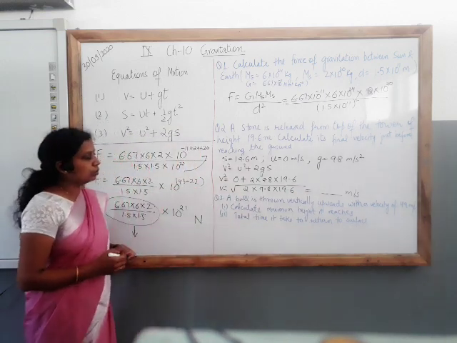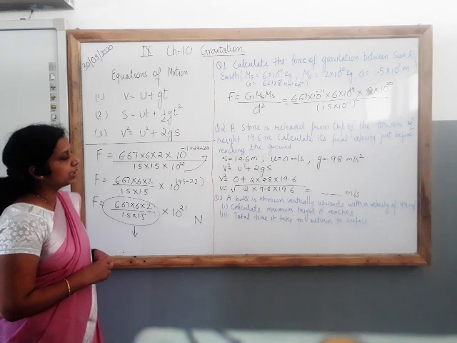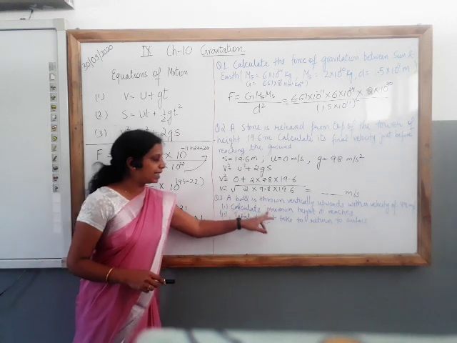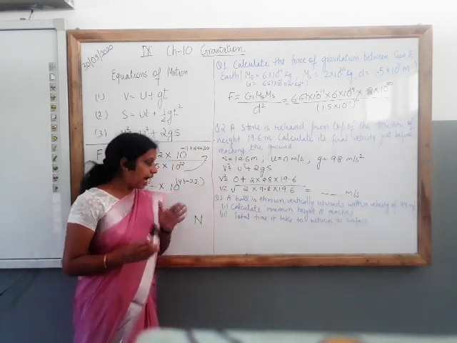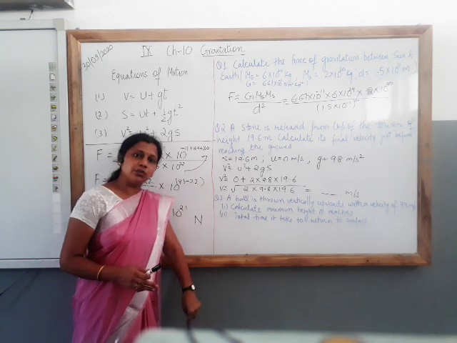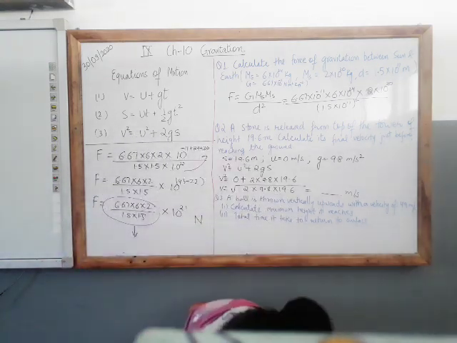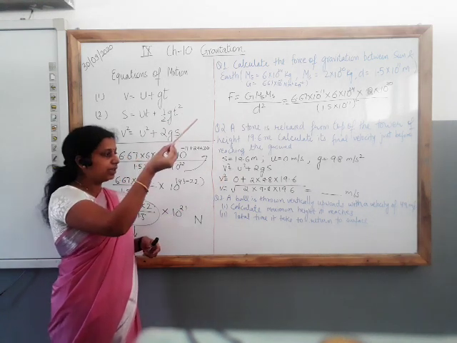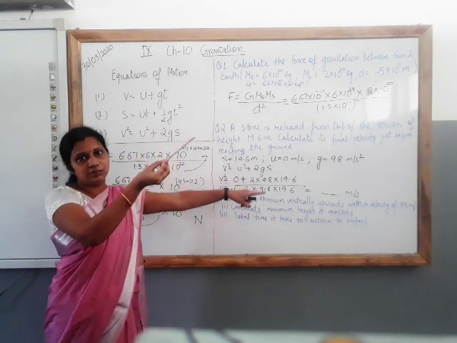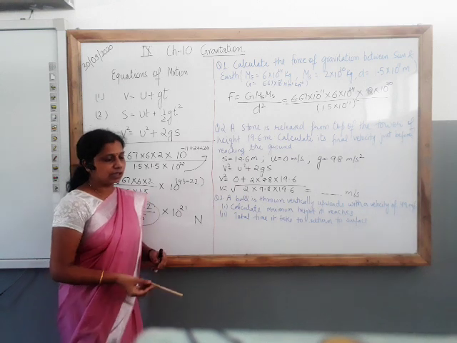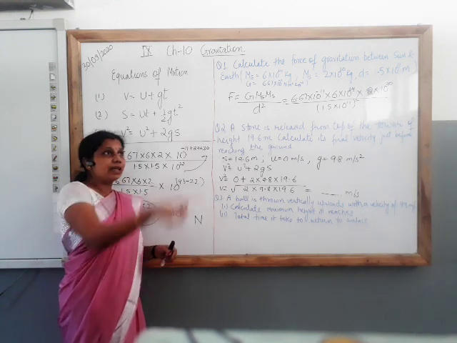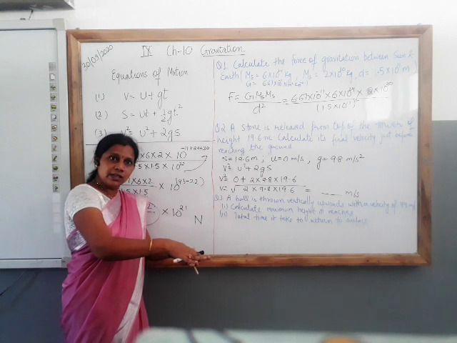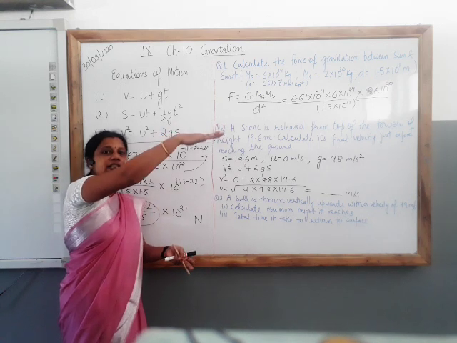Next question, a ball is thrown vertically upwards with a velocity of 49 meter per second. You have to calculate maximum height it reaches and total time it takes to return to the surface. Now let's say this is your ball and I am throwing it upward with velocity of 49 meter per second. That means 49 meter per second is my initial velocity. Now when you throw it up, it will reach some height and then it will come back. So this maximum height where it reaches, that you have to find.